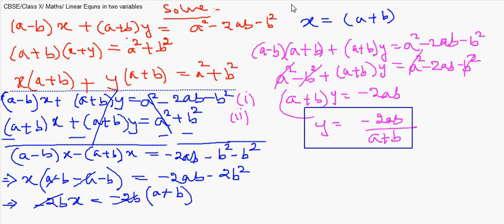This is a solution. So x is equal to a plus b, and at the same time y is equal to minus 2ab by a plus b. I hope you got that, you followed it. Now I move on to another question in the next screen, because this hasn't left me with much scope.